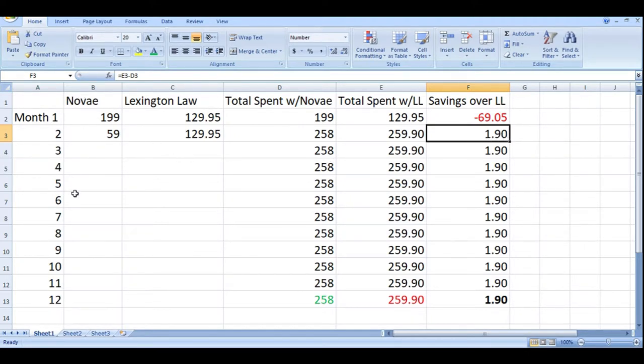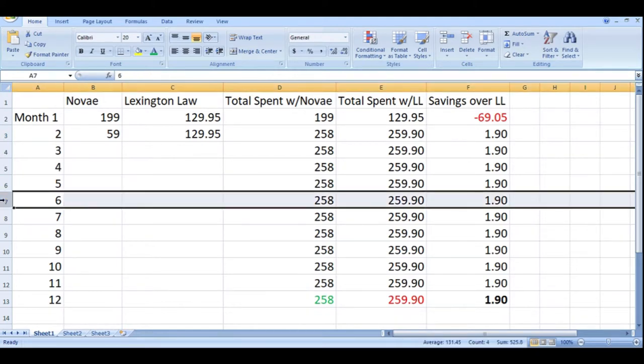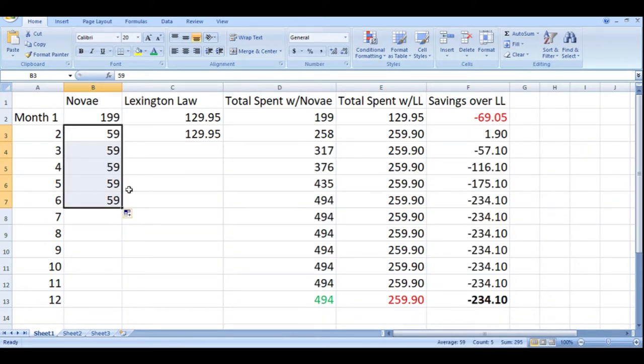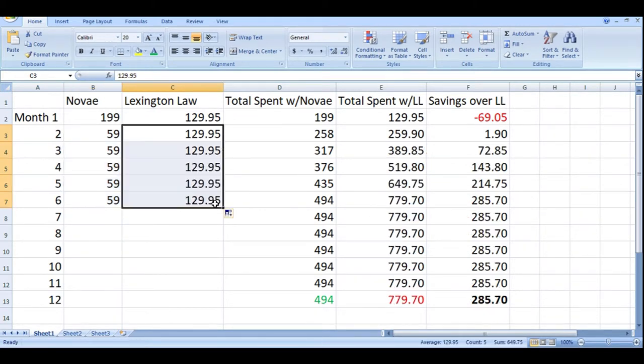And this process usually takes 6 months to really get the results that you want. So we're looking at the cost of Novae Money Premium compared to Lexington Law. Let's keep going. We're going to go all the way down to month 6 with the $59 a month. So total with Novae Money, you have spent $494, okay? Let's see what you spent with Lexington Law for 6 months. $779. You overpaid by $285 in the first 6 months.